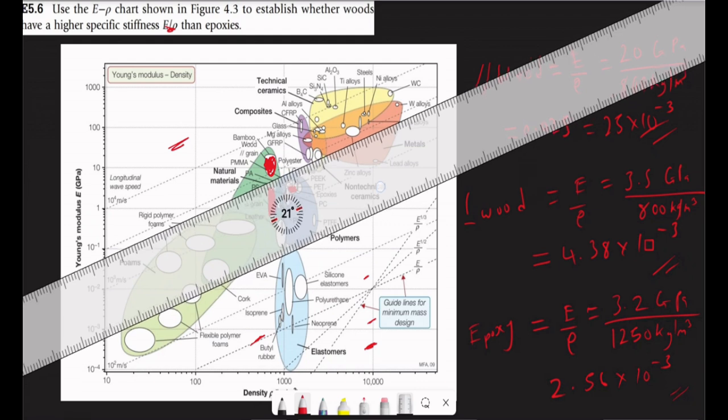If you now go up all the way to this point, you can see that parallel grain wood, perpendicular grain wood and epoxy are all covered. So the best material over here is parallel grain wood, which has way higher specific stiffness compared to perpendicular wood and epoxy. So this is another way to do this, and we are going to be using this way in the next questions that we are going to solve. So let's move on to question 5.